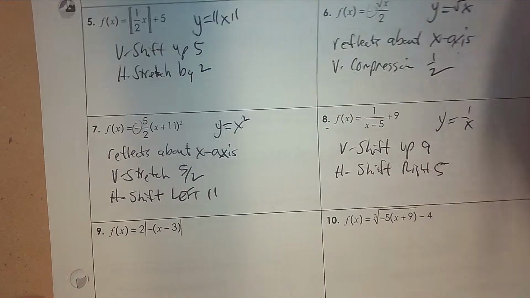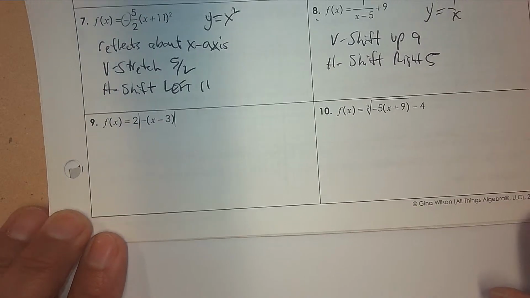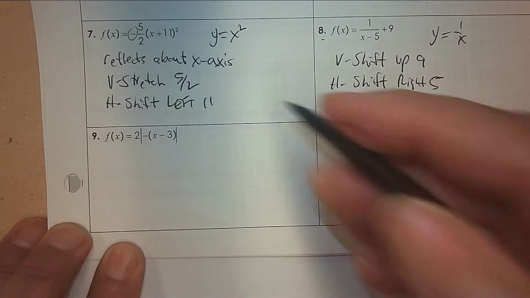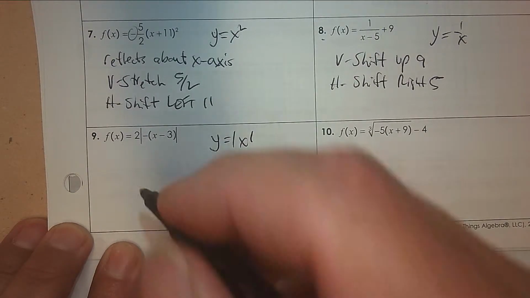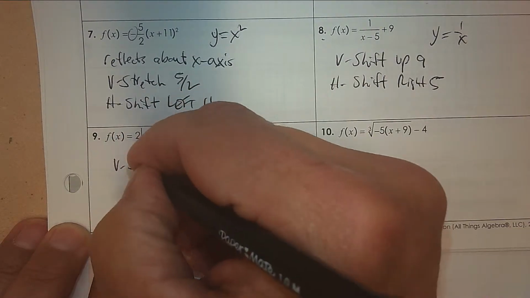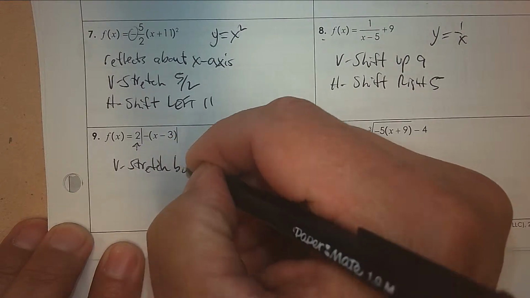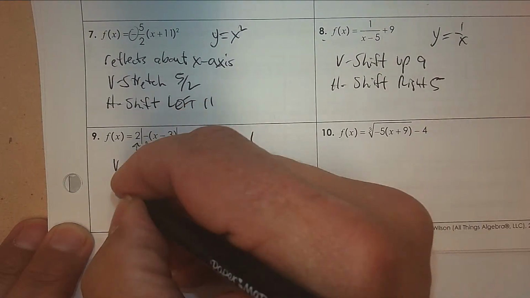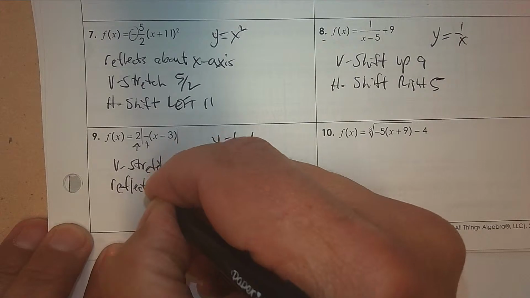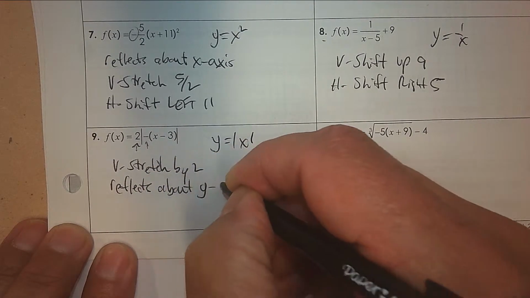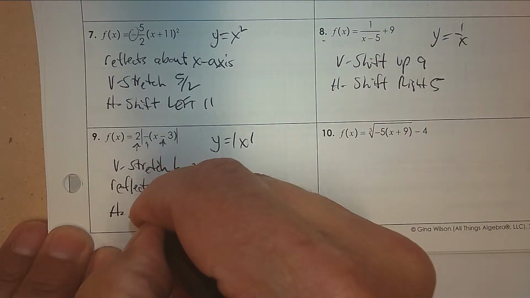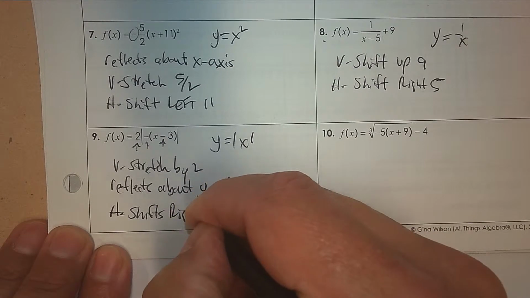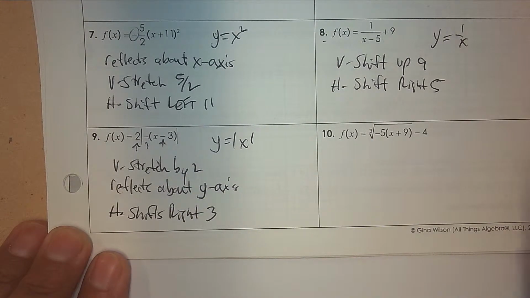9. What is the parent absolute value? What's happening? Well, on the outside, it's a vertical stretch. On the inside, the negative does a reflection. Well, which axis? So on the inside, it reflects about the y-axis. How about this part on the inside? What does it do? Well, it shifts what direction? Right. How many? 3.